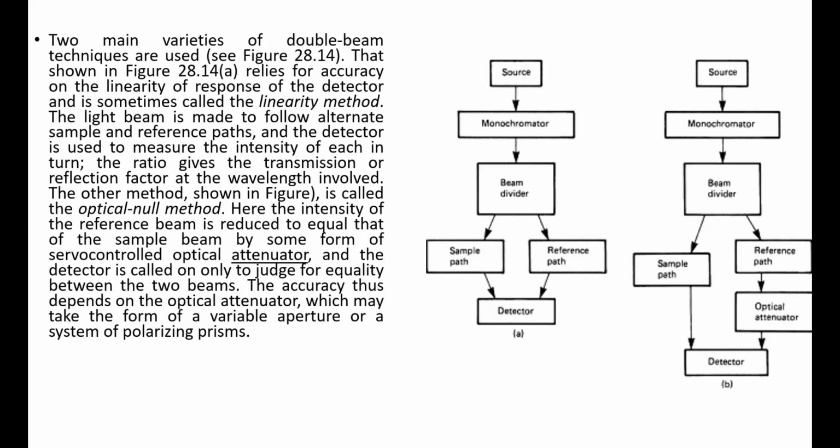When I say double beam, there are two possible methods or two possible arrangements. One system is called the linear method, that is, without an optical attenuator, and the one with the optical attenuator is called the null method. So that was the design of the instrument to show how the double beam system would work.